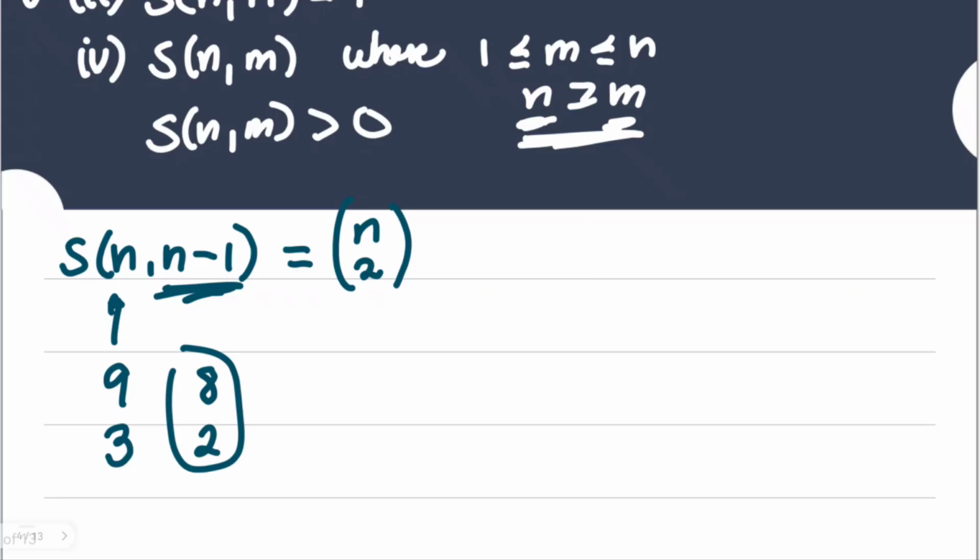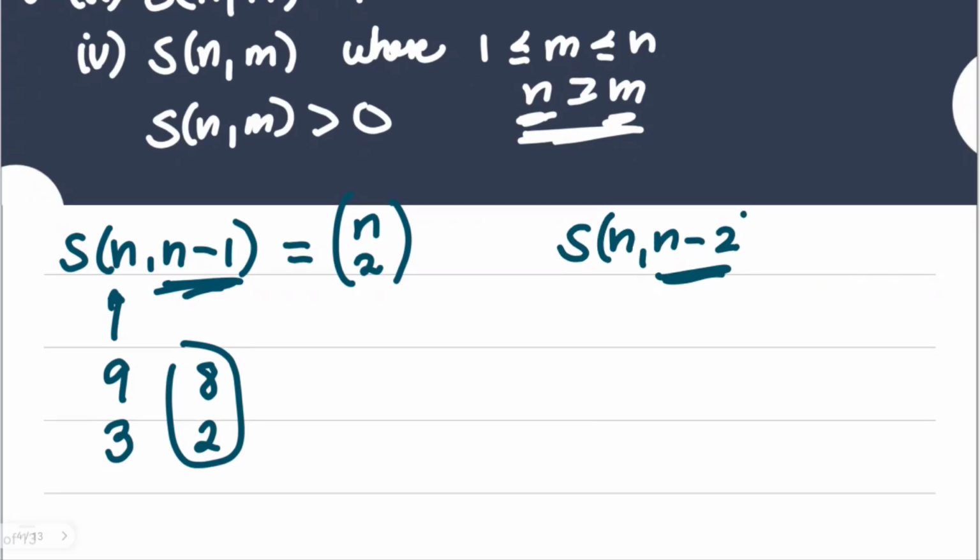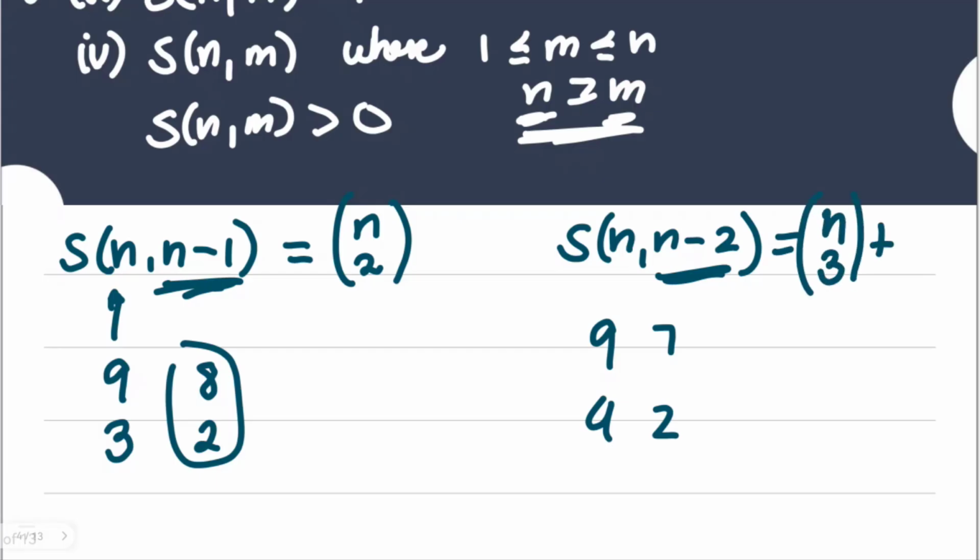Another property: if the number of identical boxes is 2 less than your number of objects. So for example, you have 9 and 7, or 4 and 2. This is computed as n combination 3 plus 3 times n combination 4. Okay? That is what will happen for these situations. We'll be using that later on in some examples in the next video.